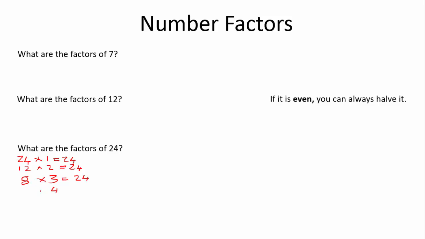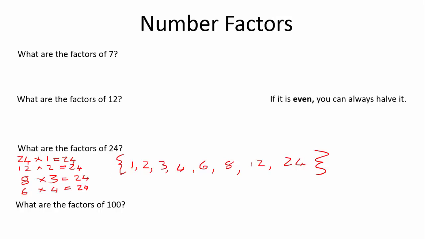Let's try 4. Is there anything times 4 that will get us 24? Let's think about this. 6 times 4 is 24. Brilliant. And what about 5? The only numbers left are 5 times 5, and that equals 25. So the factors of 24 are 1, 2, 3, 4, 6, 8, 12, 24. Great.